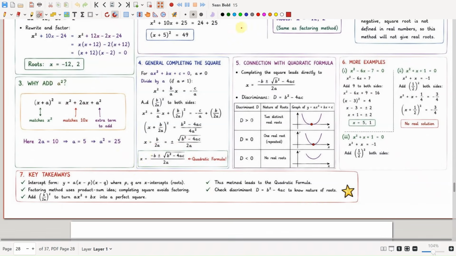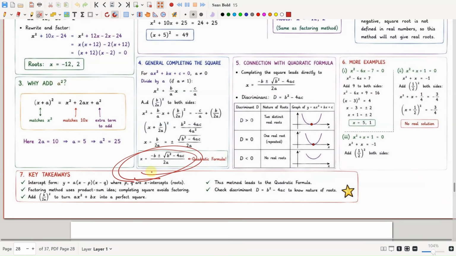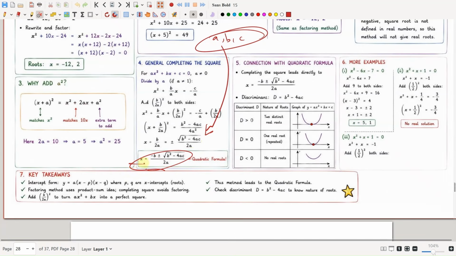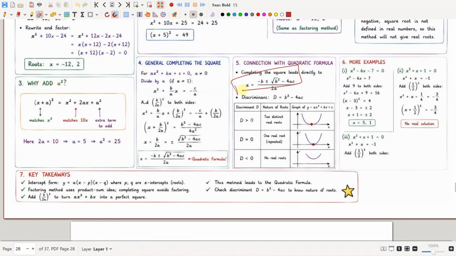If you cannot use the T method, or if you feel lazy to do the completing the square method, you can just substitute the coefficients a, b and c from the equation into this formula to get the roots of x easily. Completing the square directly leads to this formula, right?